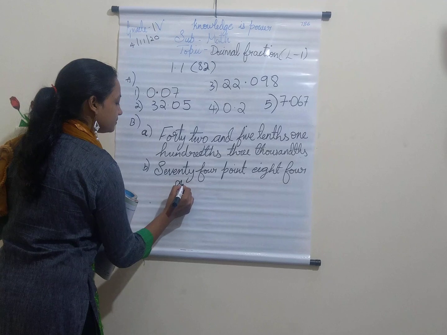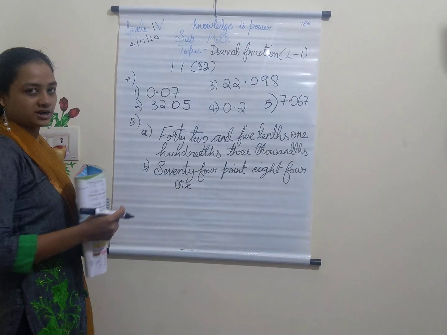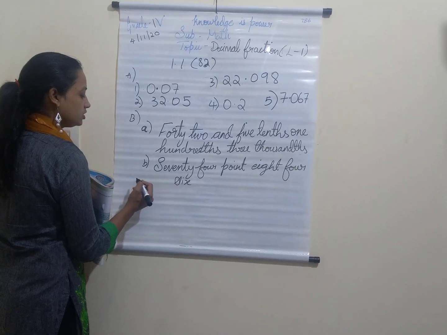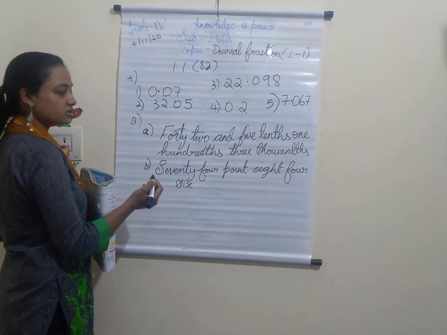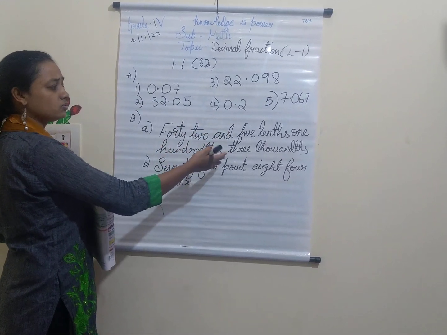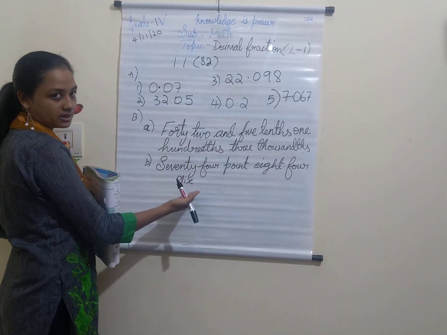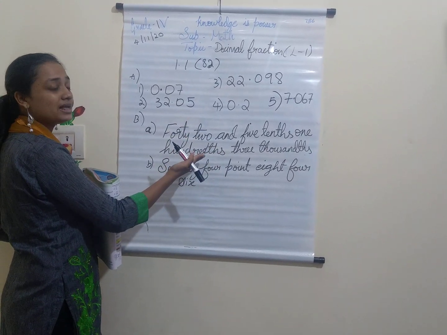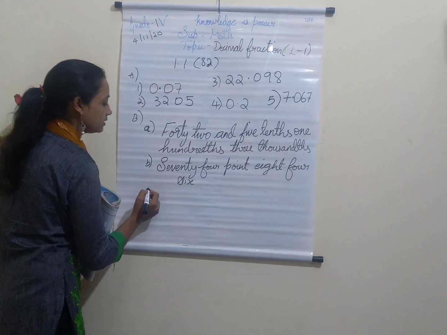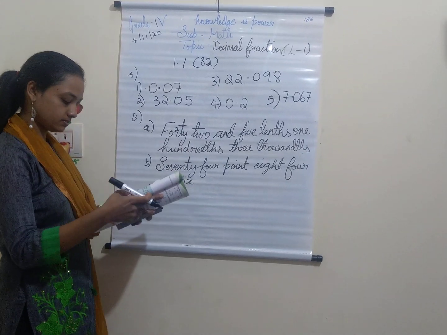74.846. So this is the other way of writing. Which is comfortable for you, you can choose it, children. If you don't remember the place values and you get confused in writing the place values, don't write it. Follow this method. And if you are perfect with your place values, you can write it in this format. So let's go for C1.